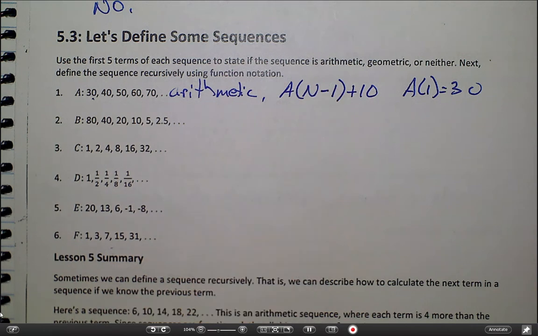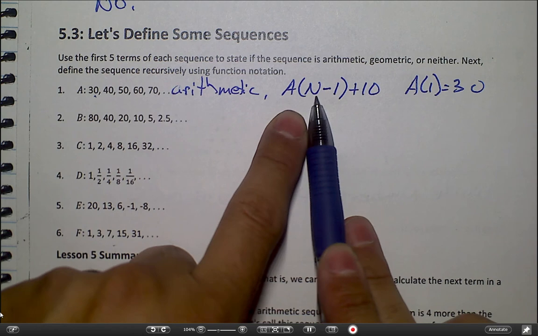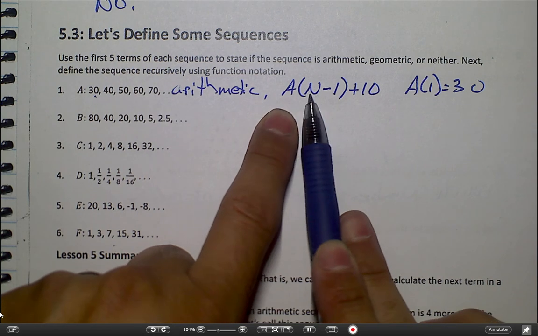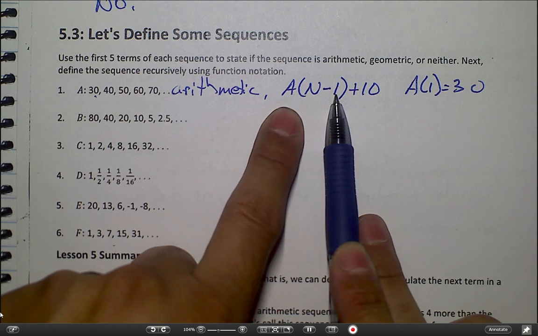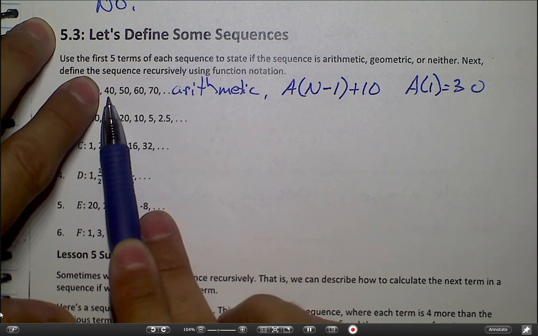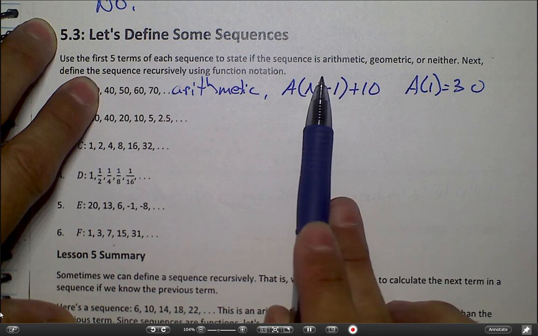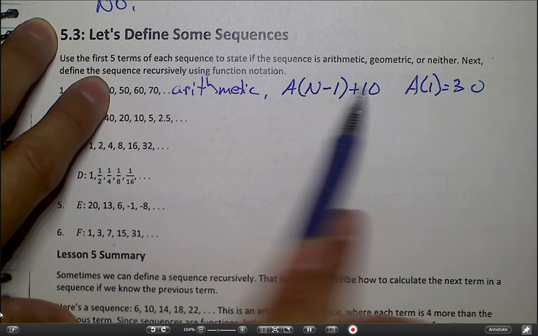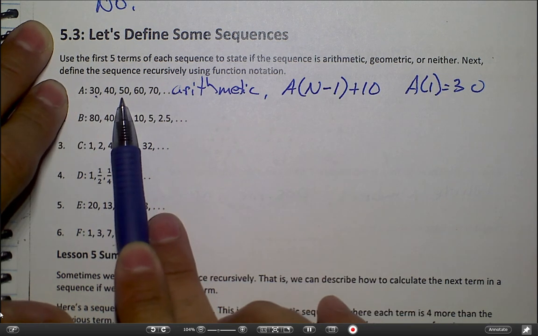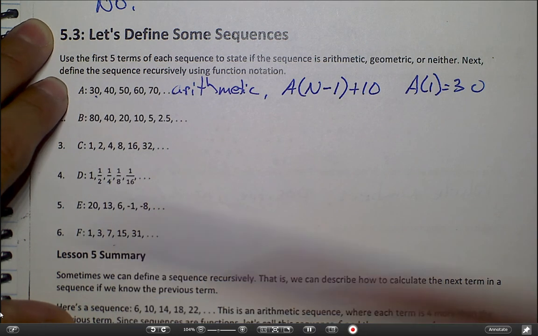Okay, let's try it again. If I want the third term, that means I'm going to plug in 3 here, right? So 3 minus 1 is? 2. So the second term here is 40. So the A of this one is 40 plus 10 is? So the third term is 50. Mind blown, right? Okay, let's do it some more, okay?